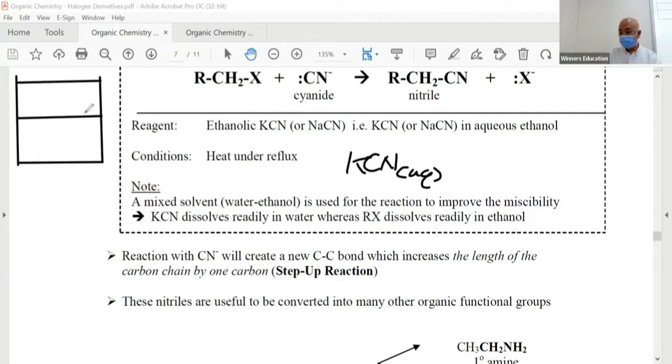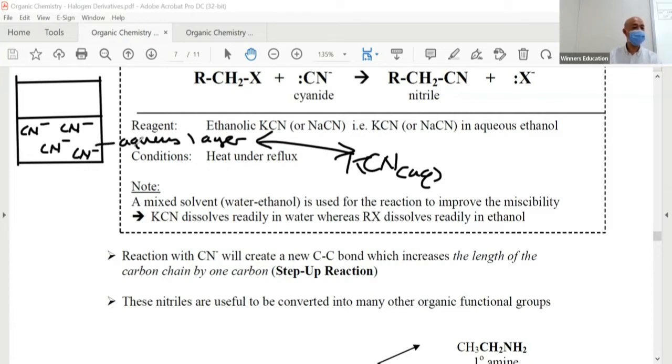Why? I don't know which has higher density. Usually water, the aqueous layer, is higher density. So I'll put it this way. So this is your aqueous layer, which is this one, KCN. Right, so you have CN minus around in the water. Everyone okay? CN minus around. Top to bottom, you got a lot of CN minus ions. But the RX is a pure liquid. So the RX will again be, all these are pure, right? Pure RX. Is it okay? This is the organic layer.